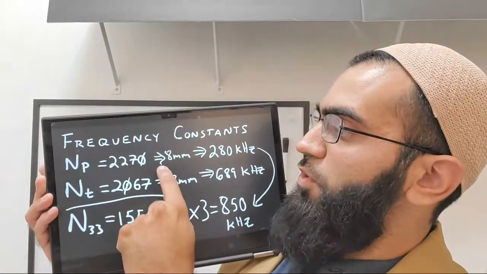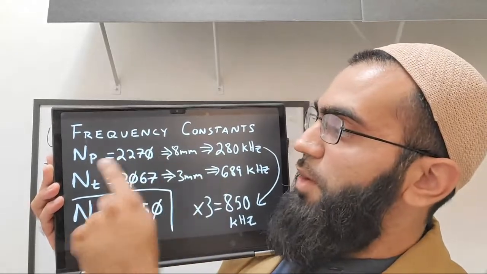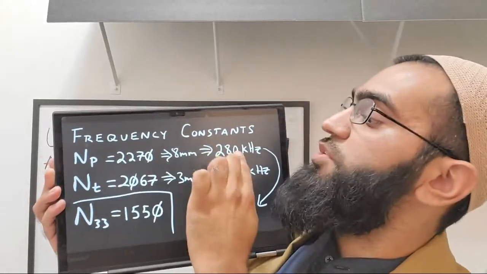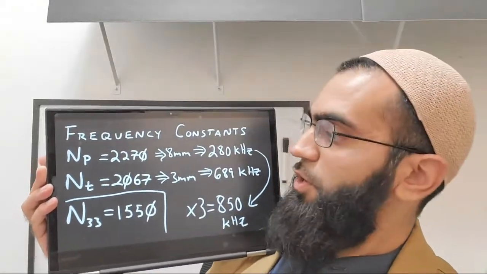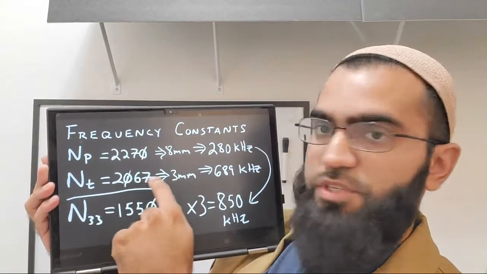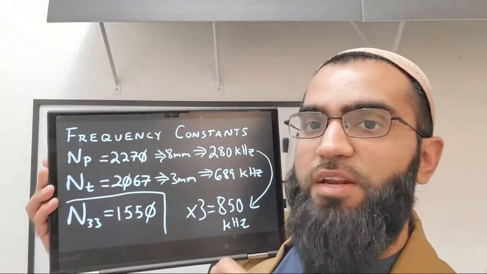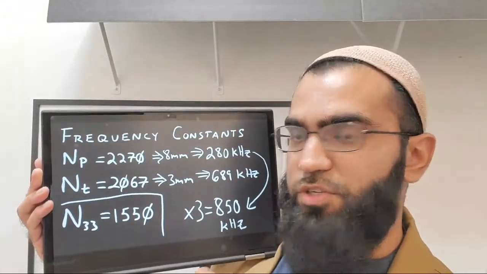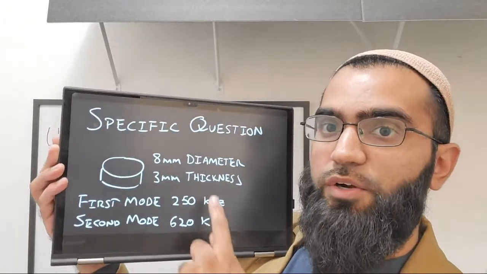For the first mode, you take the 8 millimeters diameter, divide the frequency constant by it, and you get 280 kilohertz. So it matched the 250 that was being reported. For the thickness mode, you divide 2,067 by the thickness, and you get 689 kilohertz. Now, this is obviously an estimation. What the person actually got in practice was 620 kilohertz.